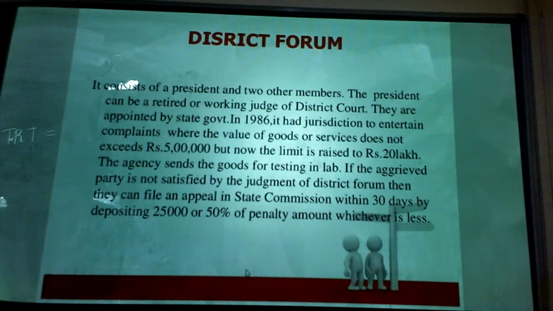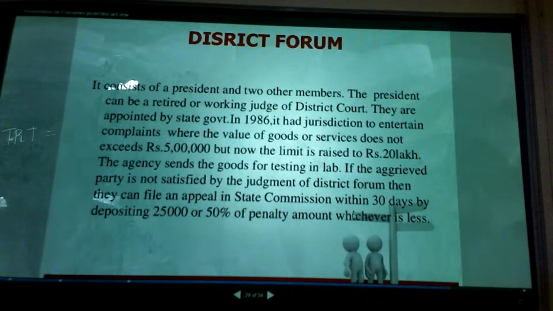The district forum is mainly controlled by the state government. It has two members, who are not controlled by the district court; the district court chief justice has to be followed regarding the district forum. Before, the limit was 5 lakh rupees. Now it has been extended to 20 lakh. Up to 20 lakh you can raise your voice at the district forum. If you are not getting any justice from the district forum, you can enter the next level, the state commission.